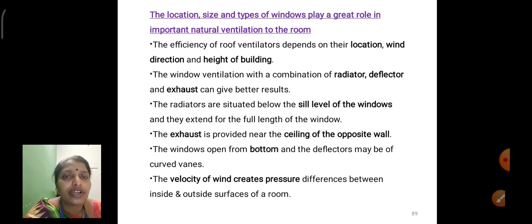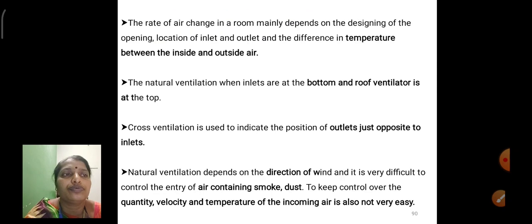For auditoriums, curved vanes are used the most. This window opens from the bottom. And the next one, velocity of wind creates more pressure. It produces pressure differences between the inside and outside surface of your room. And next one, the temperature dependence.